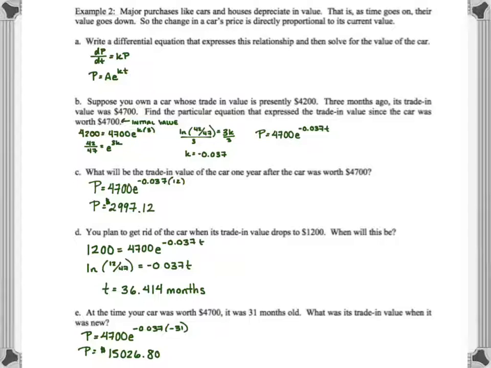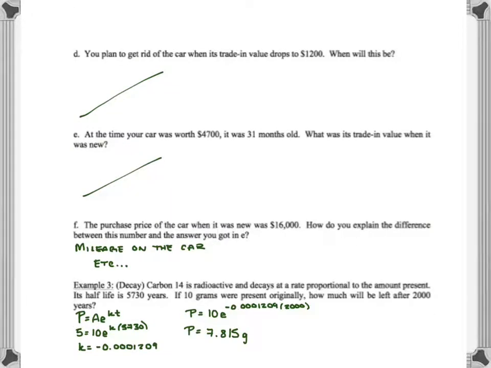Okay, and on to example 3 in the next example. I said that the difference could be the mileage on the car. You could say car accidents or nicks on the car, or paint job, or whatever you want to say for F is fine. And then most of you have done half-lives already in chemistry, so I won't go over this too much, but I'm going to use the formula P equals Ae to the kt.